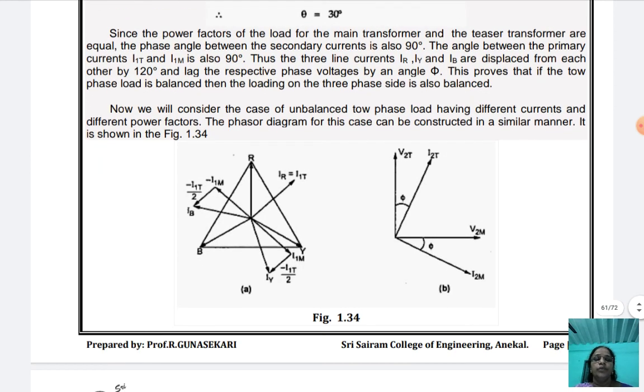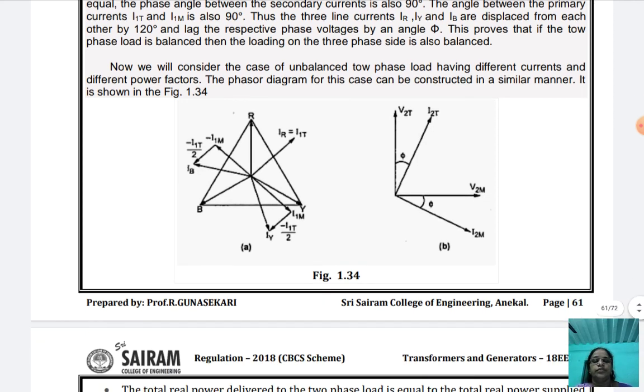Now, you see 1.34 also. This is also lagging power factor. But compared to the previous one, the lagging angle, that is the phase angle between V2T and I2T, and similarly between I2M and V2M, reduces. So this is another vector diagram of the Scott connection only. For the lagging power factor as well as unity power factor, we can draw the Scott connection.